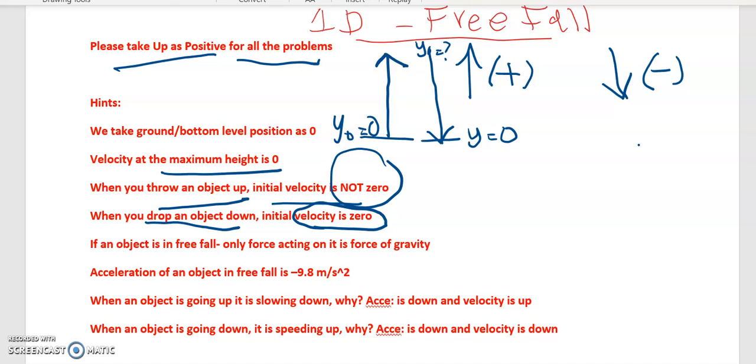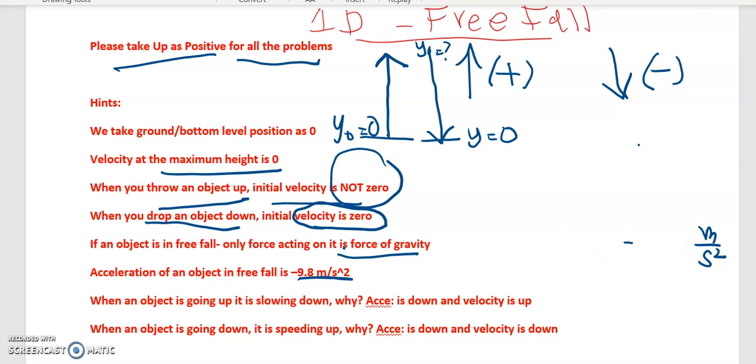If an object is in free fall, the only force acting on it is the force of gravity. That's why we say the object is in free fall. We assume that there is no air resistance, and acceleration of an object in free fall is negative 9.8, meaning it's downwards. Acceleration is downwards. Okay, it's negative 9.8 meters per second squared. When an object is going up, it's slowing down, and when it is going down, it's speeding up.